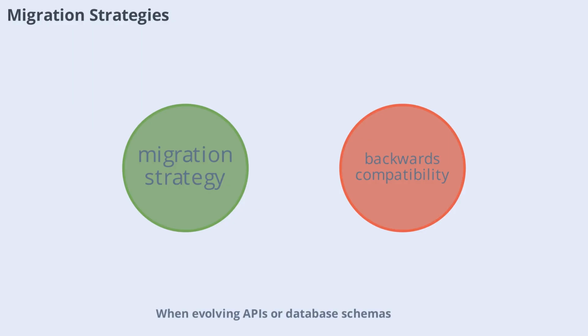When evolving APIs or database schemas, planning migration strategies is essential. Ensuring backwards compatibility, communicating changes, and providing migration timelines helps users transition smoothly. Understanding migration best practices is important for backend engineers working on evolving products.